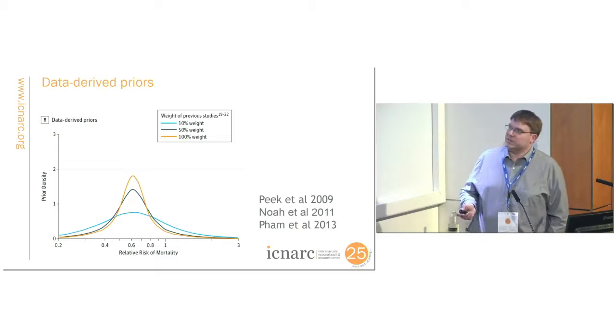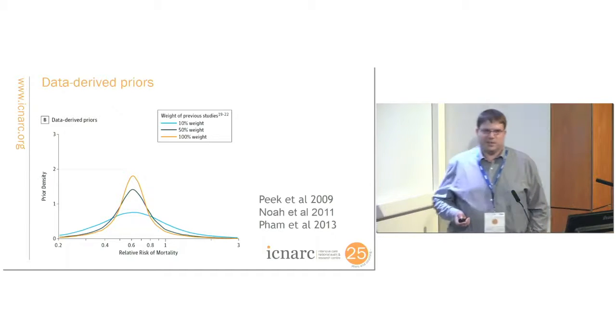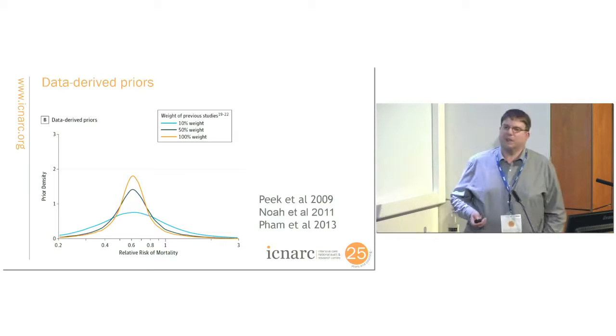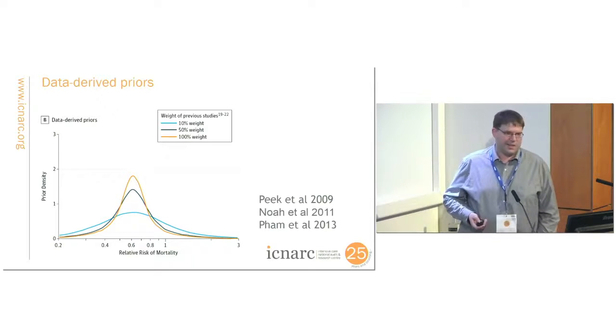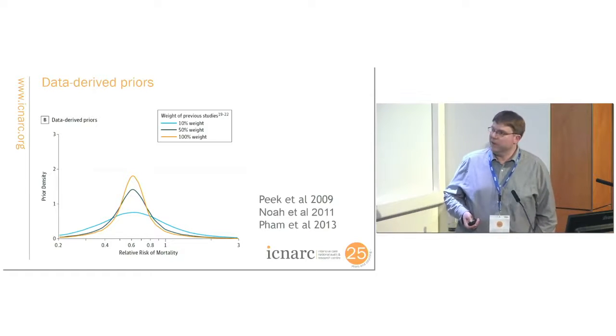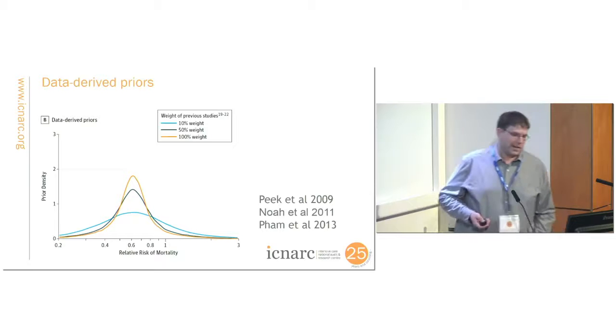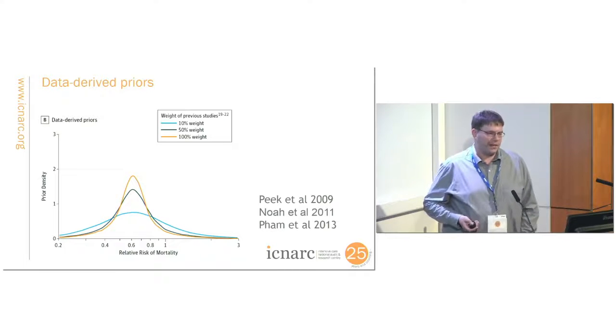And if you combine those 3 studies, what you get is the orange line here, which is actually quite similar to the strongly enthusiastic prior, and may argue where the investigators got their enthusiasm from. The relative risk is pretty close to 0.67.